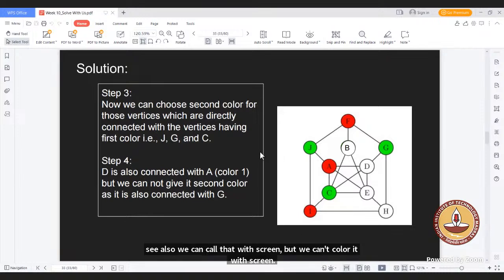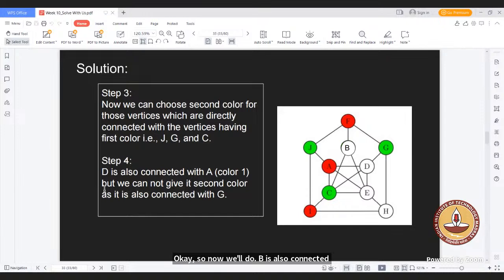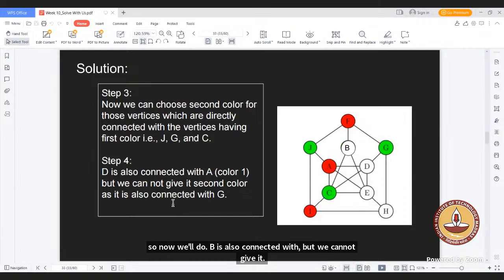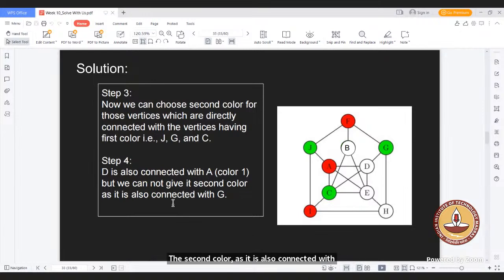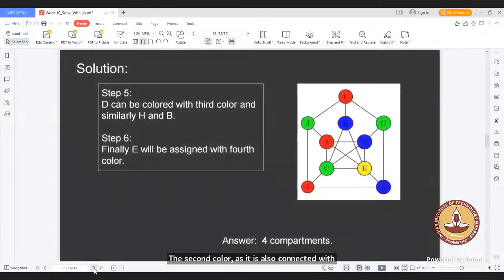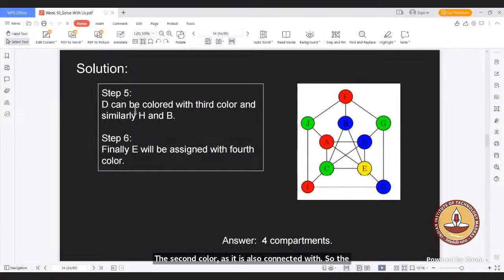Now D is also connected with A, but we cannot give it the second color as it is also connected with G. So the next step, D can be colored with the third color, and similarly H and B also. Okay. So D, H, and B we will color with the third color.